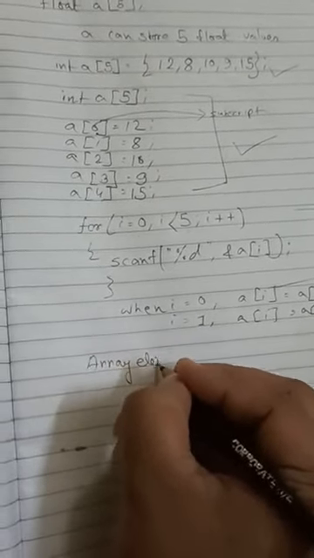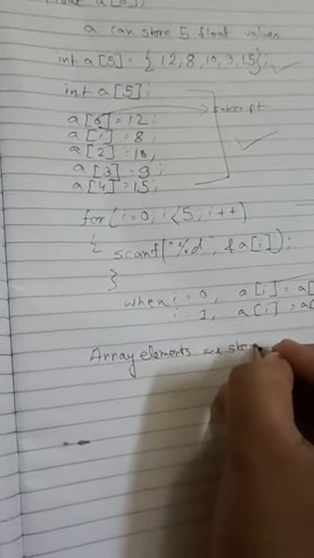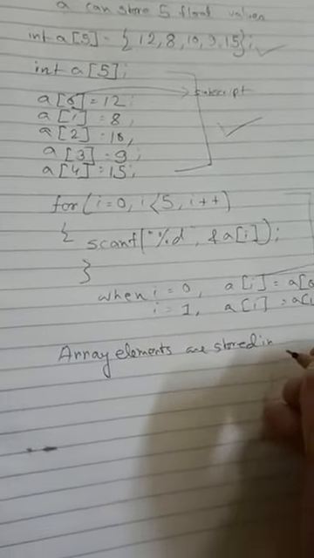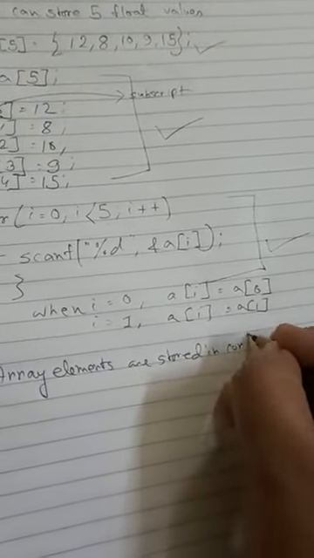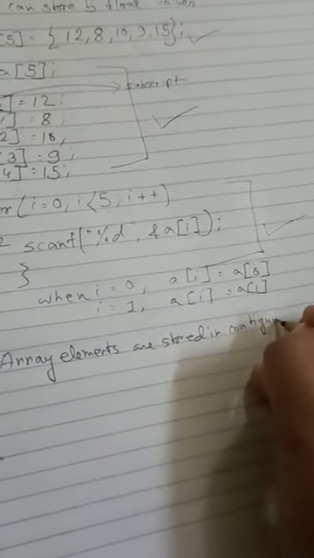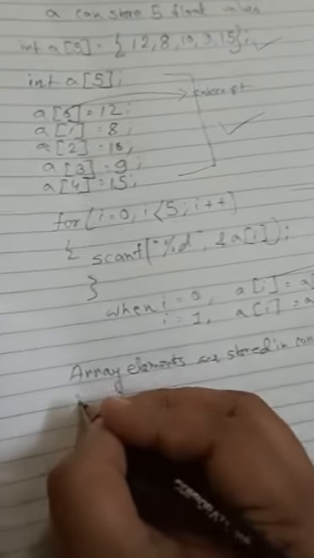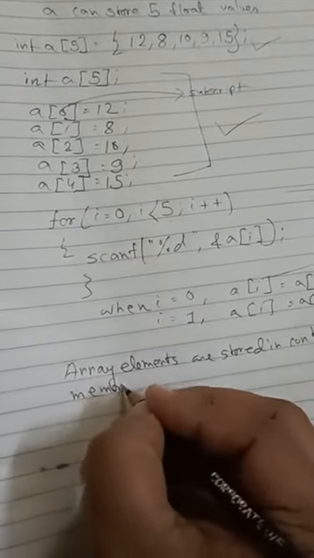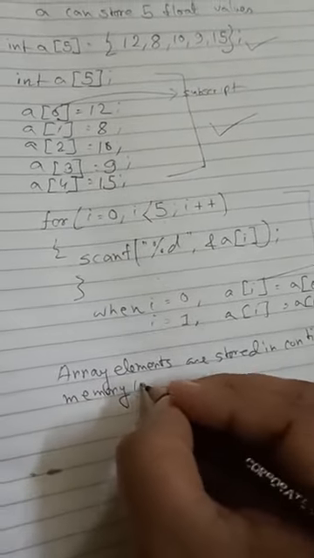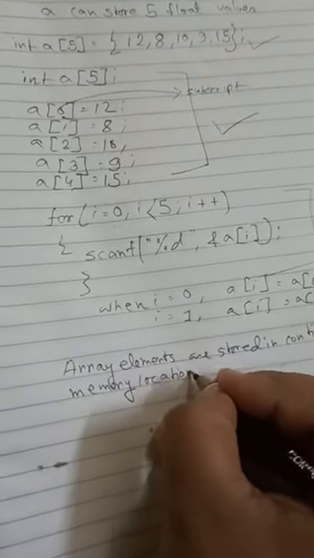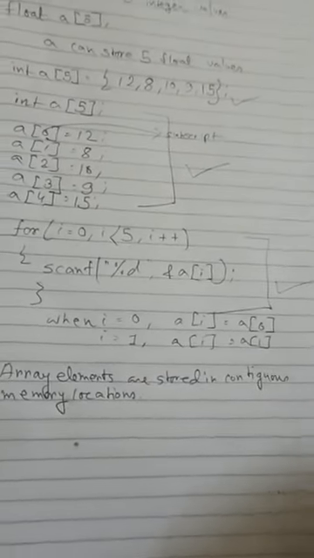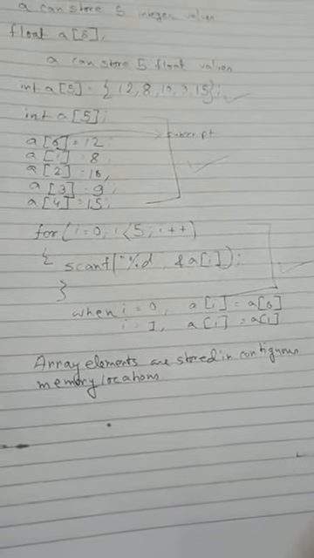Array elements are stored in contiguous memory locations. Okay, so elements are stored in contiguous memory locations. What does this contiguous memory location mean?